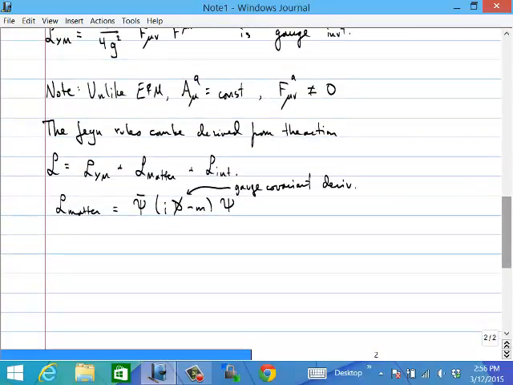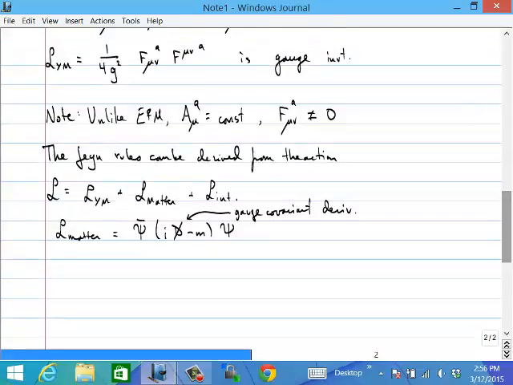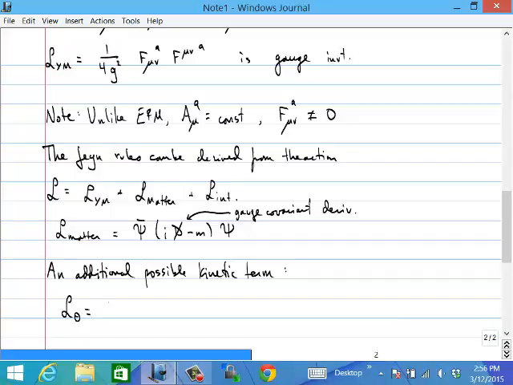I should mention that actually the Yang-Mills Lagrangian that I've written up here is not the most general possible kinetic term that we could write for a Yang-Mills field. There actually, it turns out, is an additional possible kinetic term which is sometimes referred to as the theta term.